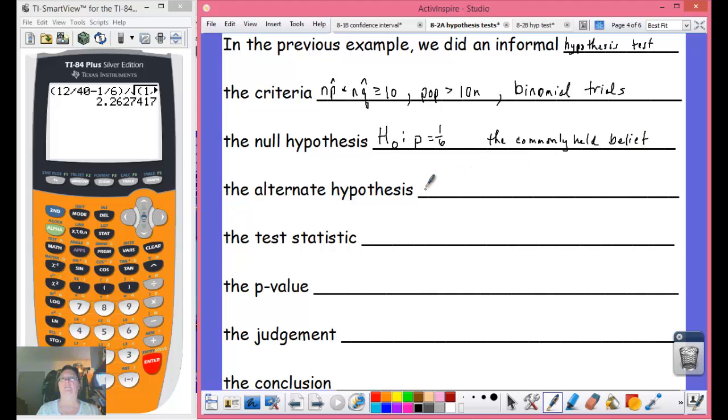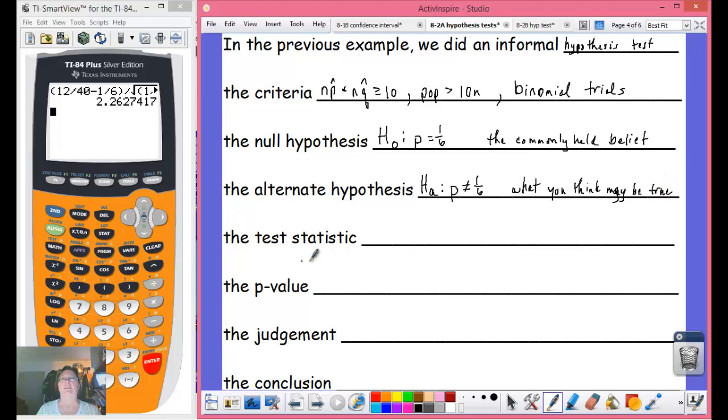The alternate hypothesis is what the statistician thinks might be true. Our textbook calls these H sub 0 and H sub A, and I've seen it called H sub 0 and H sub 1. However, our text uses A. The alternate hypothesis in our test was, well, I don't think that I got a population proportion of 1/6. I think I got something different than that. This is what you think may be true.